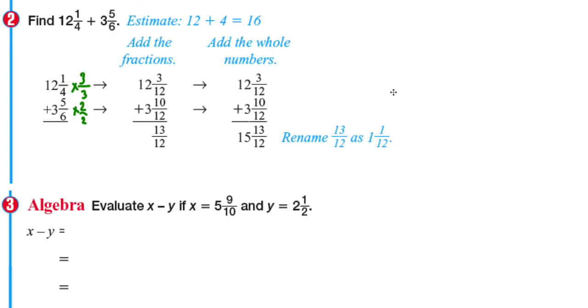So that means if 13 over 12 is 1 and 1/12, then we need to do 15 plus 1 and 1/12. And that's what it says here. 15 plus 1 and 1/12 will give us 16 and 1/12. So the sum of 12 and 1/4 plus 3 and 5 over 6 is 16 and 1/12.